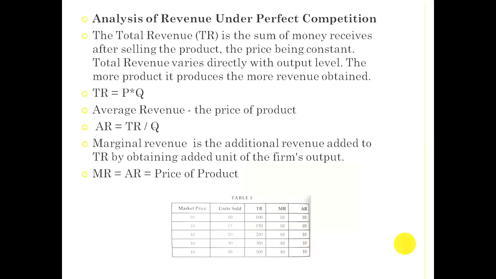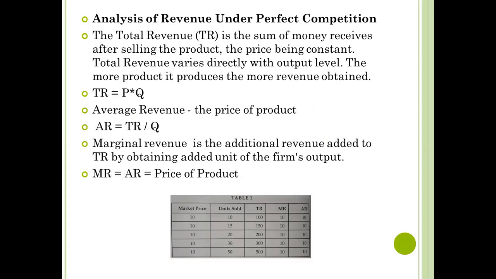So let's have the analysis of revenue under perfect competition. In week 8, we discussed how to compute the total revenue. So here, let's analyze the revenue under perfect competition. Total revenue, or TR, is the sum of money received after selling the product, with the price being constant. So total revenue varies directly with output level. The more product it produces, the more revenue is obtained. Of course, total revenue is price multiplied by the quantity.